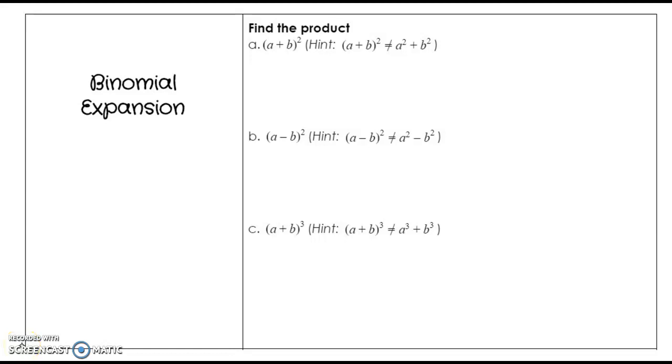Alright, so today we are going to finish up our last little section of 4.2. So this is day 2 of multiplying polynomials, and we're going to start with binomial expansion. So for a, b, and c, we're just going to find the product.